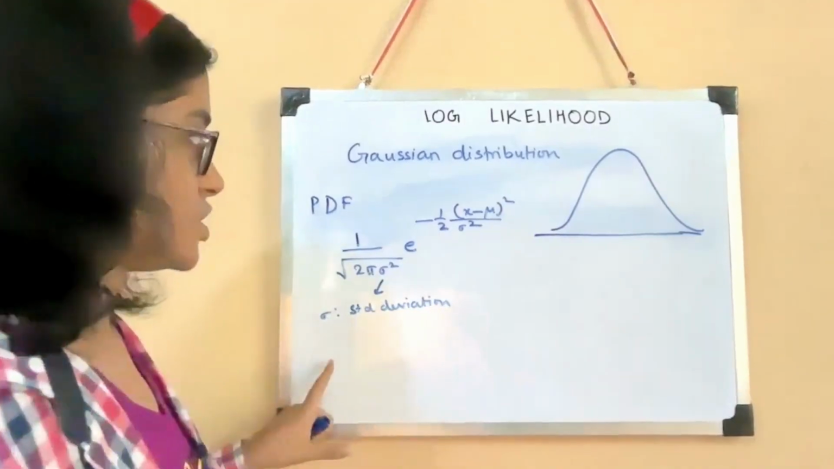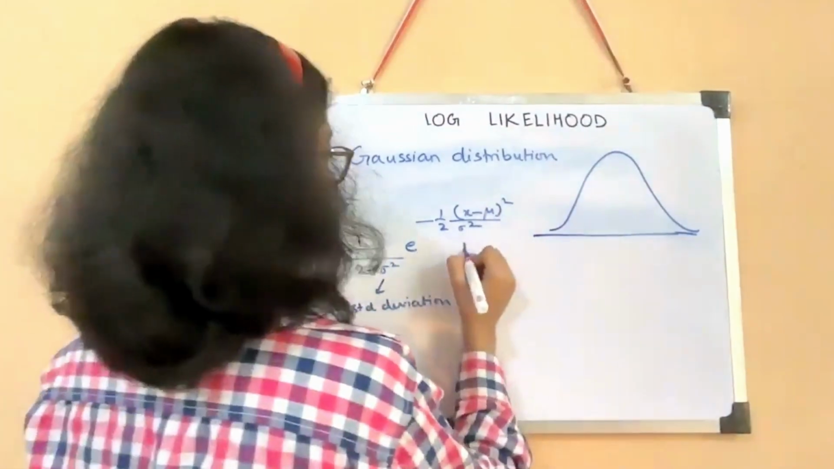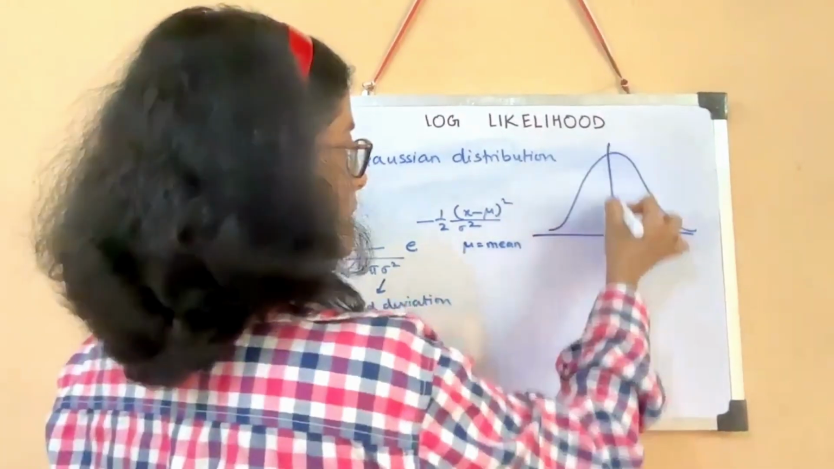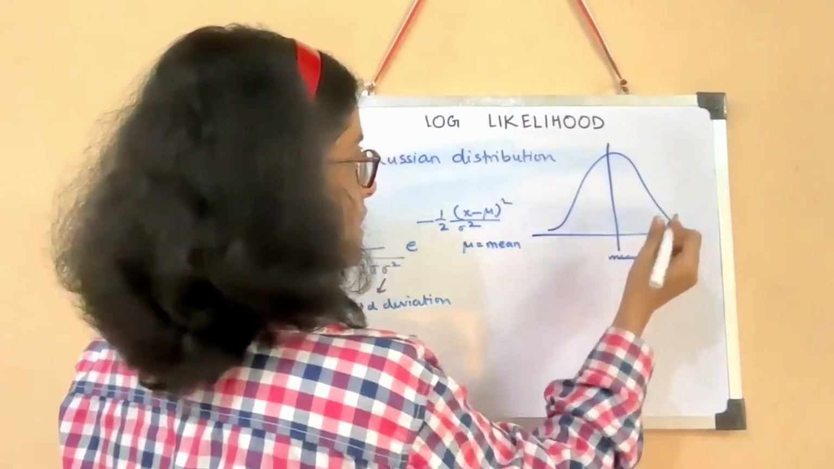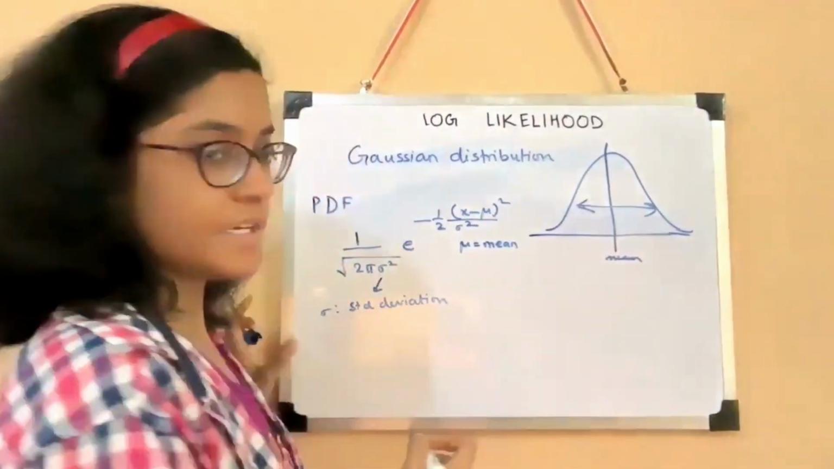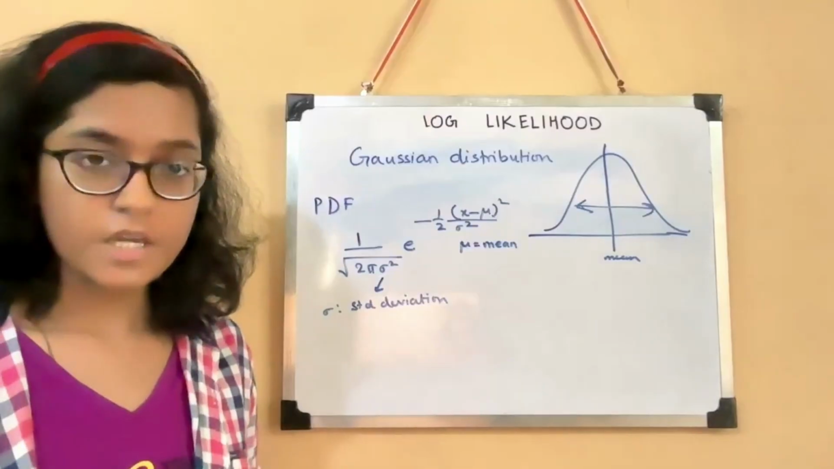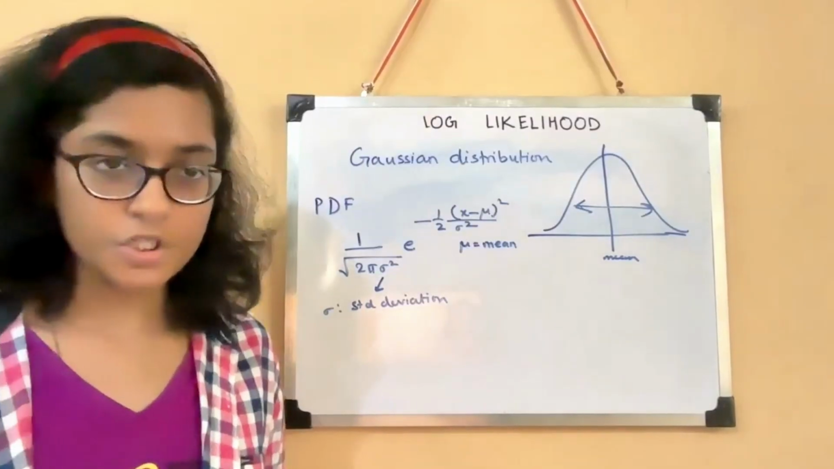Sigma is standard deviation, and mu is the mean of this distribution. So in this case, here we would have the mean, and this would be the standard deviation. So this is how the Gaussian distribution looks like. So we want our noise to be generated by the Gaussian distribution.